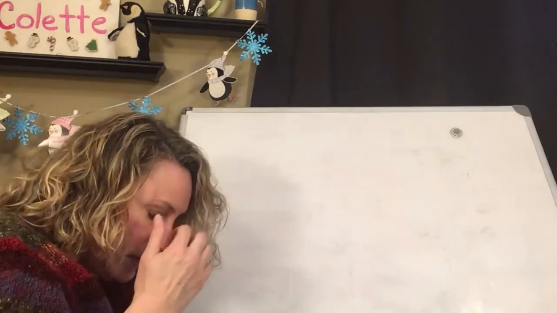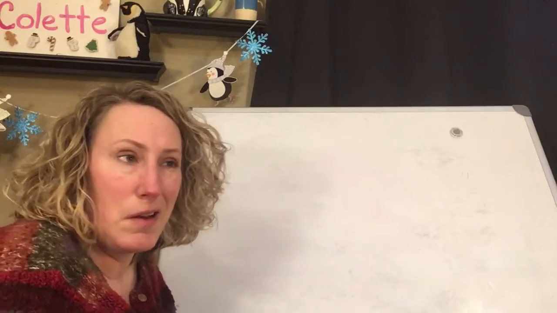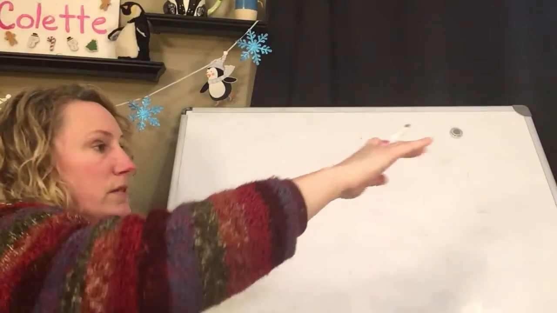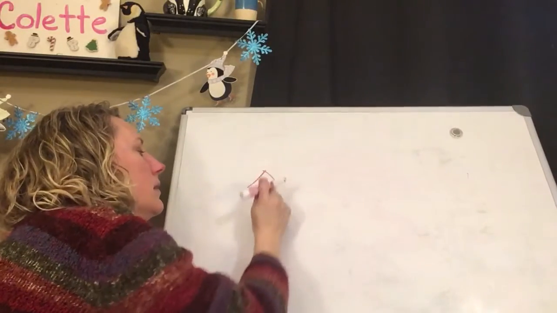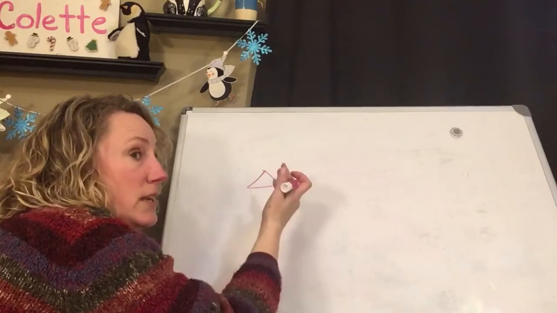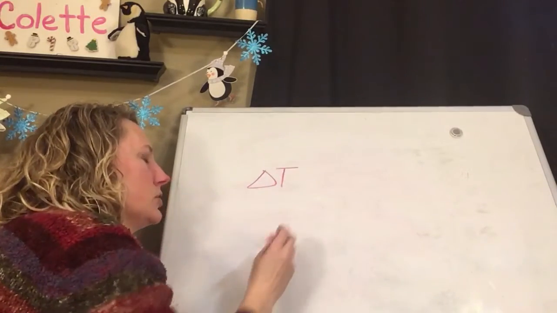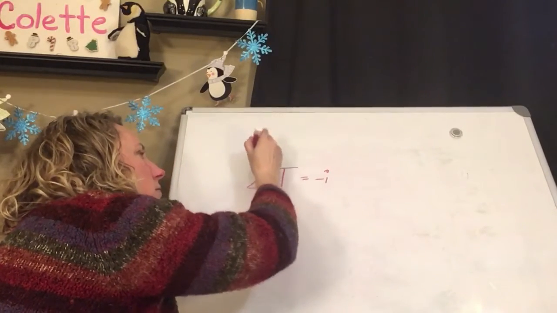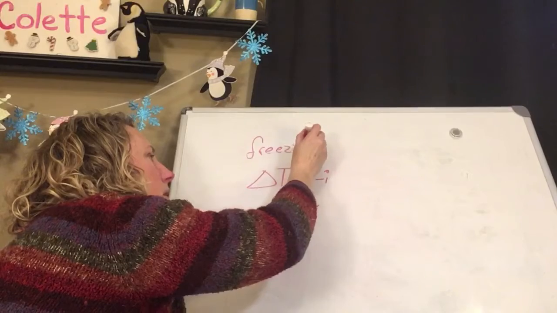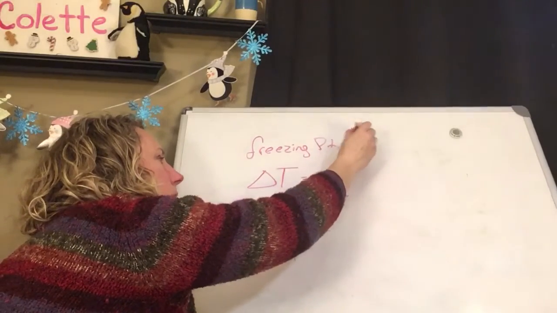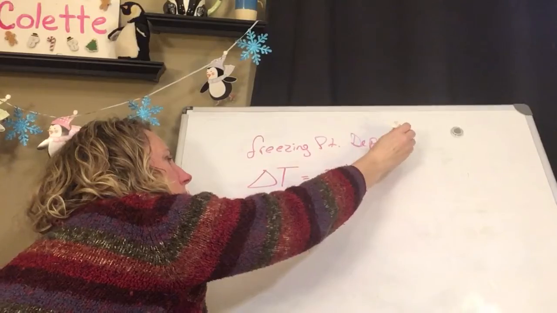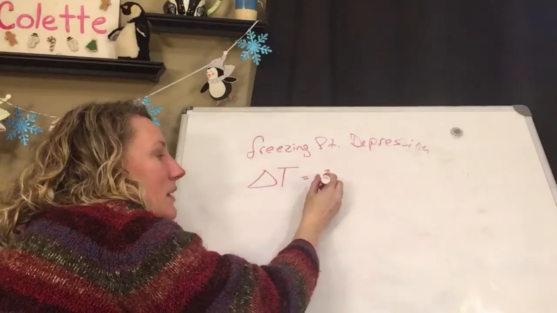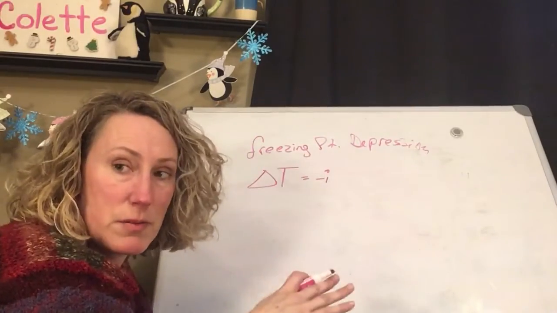So the nice thing is that the equations for both of these are almost exactly the same. So your freezing point depression, this is a delta. It means change in. So the change in your temperature, this is freezing point depression. I don't know if you can see that. Can you? Yeah. Okay. So it's going to be a negative because it's going to lower my freezing point.